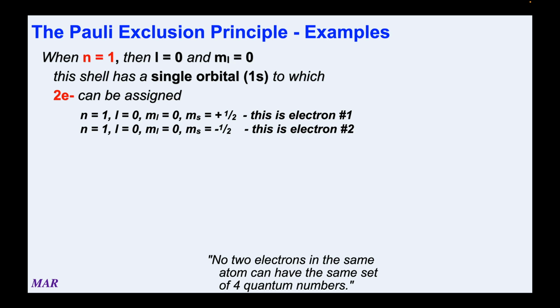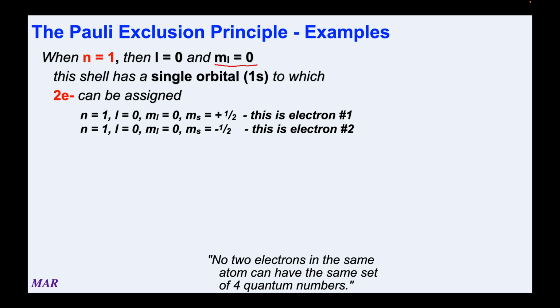So when n equals 1, L is going to equal 0, and m sub L, minus L to plus L, is going to be equal to 0 as well. So that's going to have a single orbital because we have only one value of m sub L, and that orbital is going to be 1s. That's the nL notation. So n equals 1, L equals 0 is s, 1s.